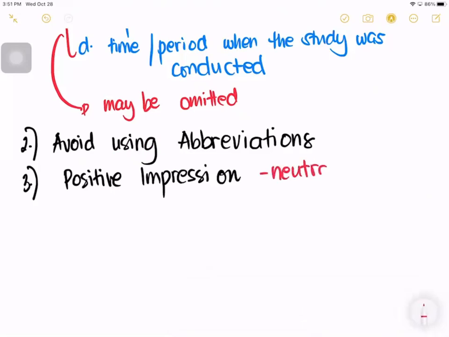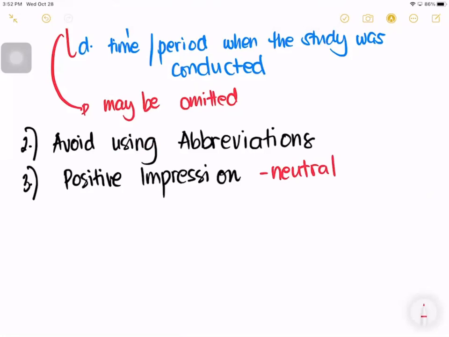A neutral title means that you do not disclose the results of the study right away. Let's say you could just put there the level of anxiety among senior high school students with the onset of the new normal in distance learning, something like that. So you just place their level of anxiety, but you do not state whether it is high level or low level. We have to make sure that our research title is neutral and we do not disclose the information.